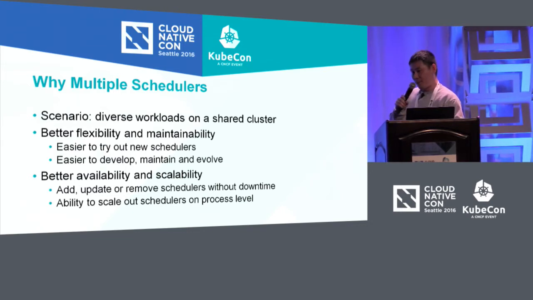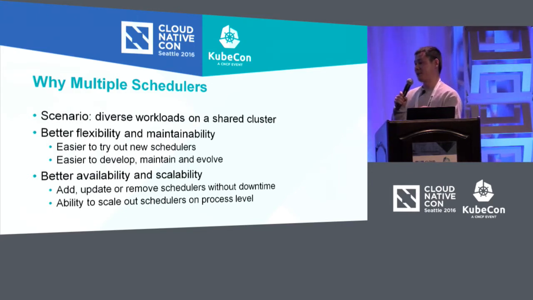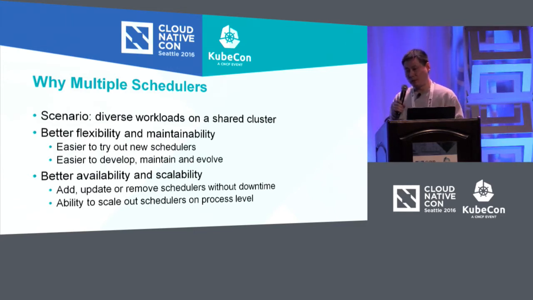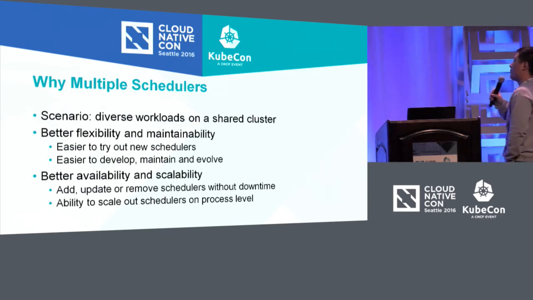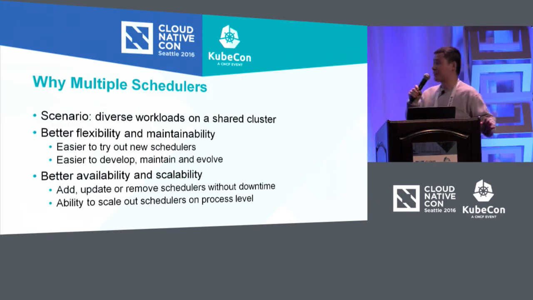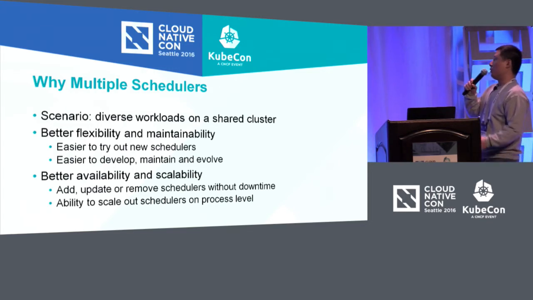If your cluster only supports one scheduler instance, and you want to update that scheduler instance, then there will be some downtime. During that period of time, pods will not be scheduled. But if your cluster supports multiple scheduler instances, it will be very easy for you to add, remove, or update some of the instances without any downtime. And also, being able to run multiple schedulers gives you the ability to scale out schedulers on the process level. Those are the motivations that we usually run multiple schedulers.